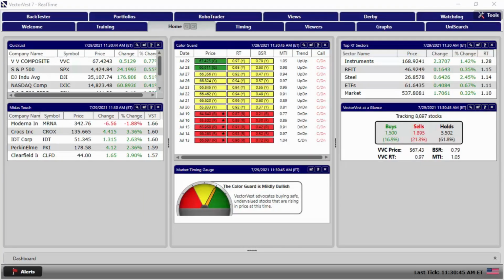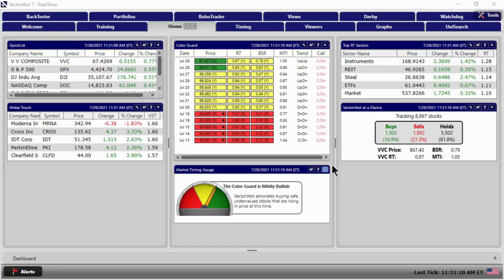So we'll head over to VectorVest, and as we can see from the homepage, we've got two successive green lights. The color guard is mildly bullish. VectorVest advocates buying safe, undervalued stocks that are rising in price at this time. So with that in mind, we can start looking for a bullish trade, because even though we're doing an options trade, I still heed the guidance of VectorVest.